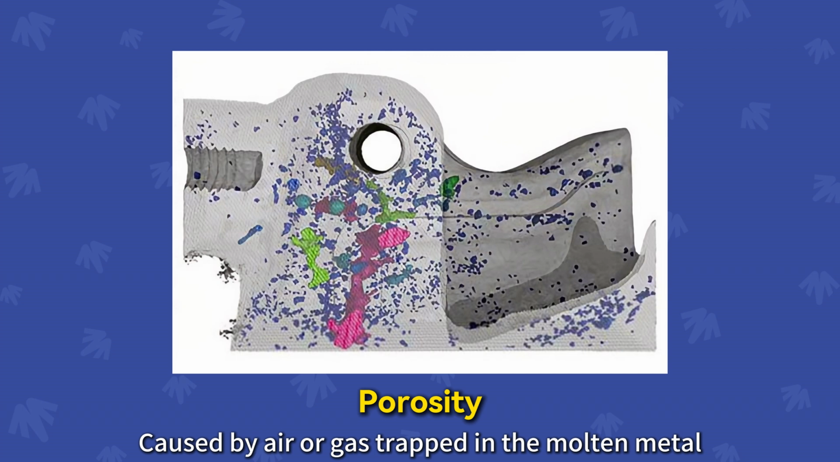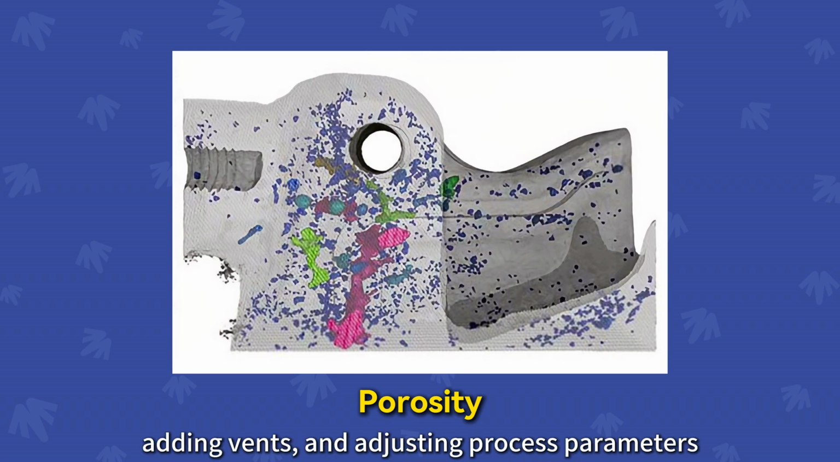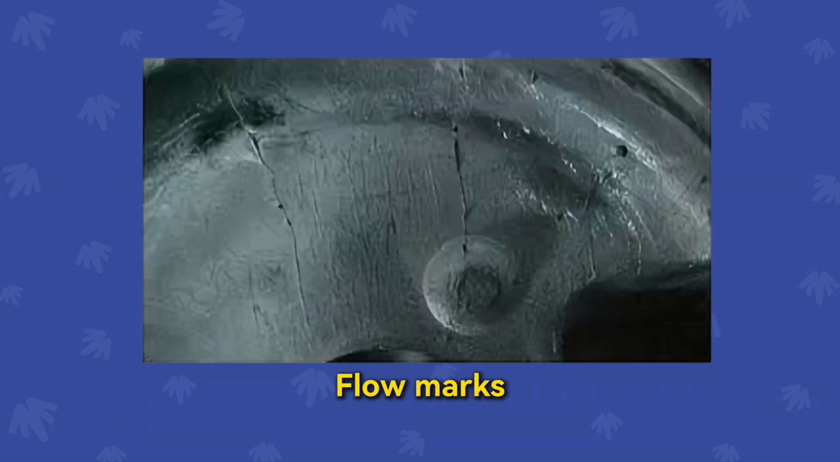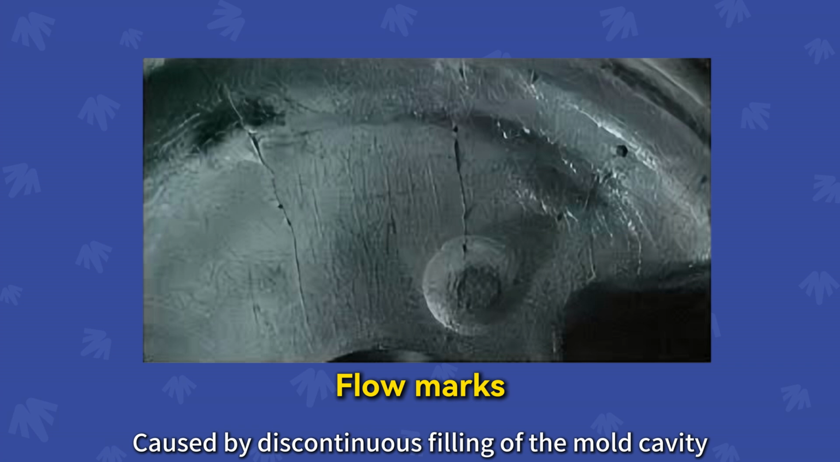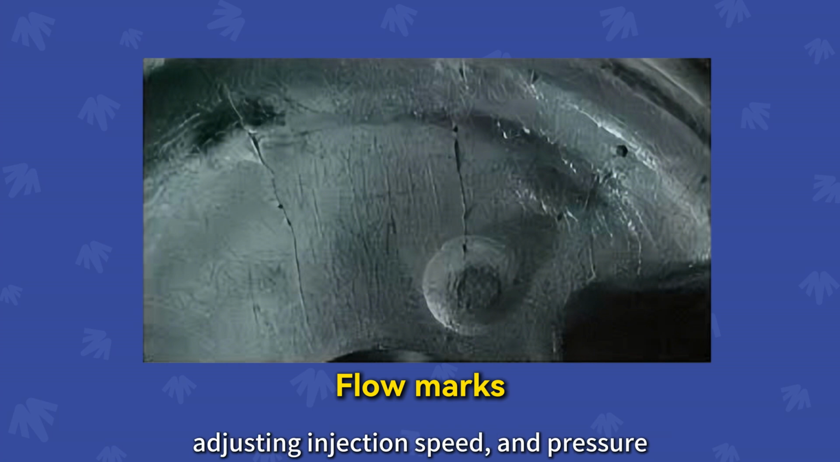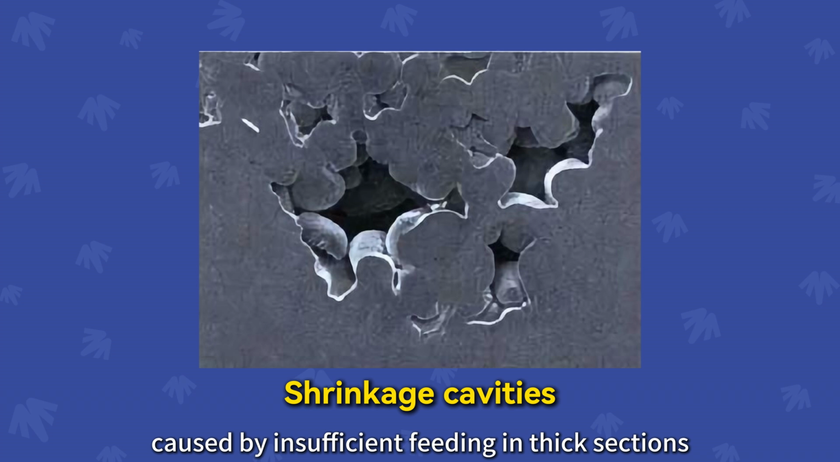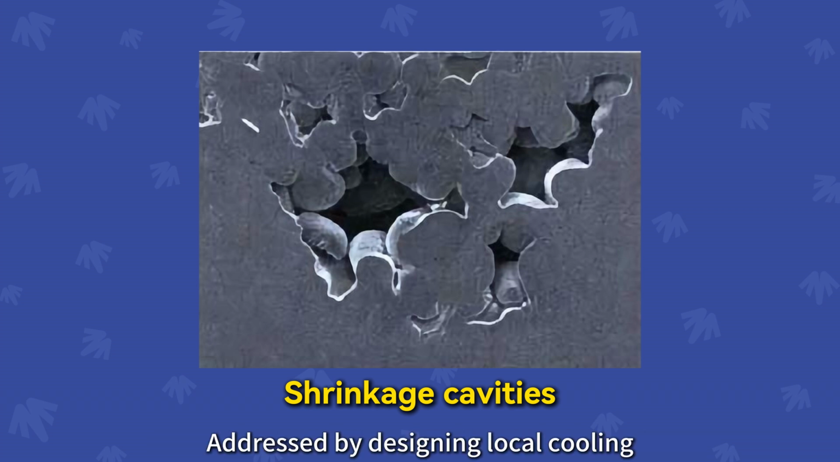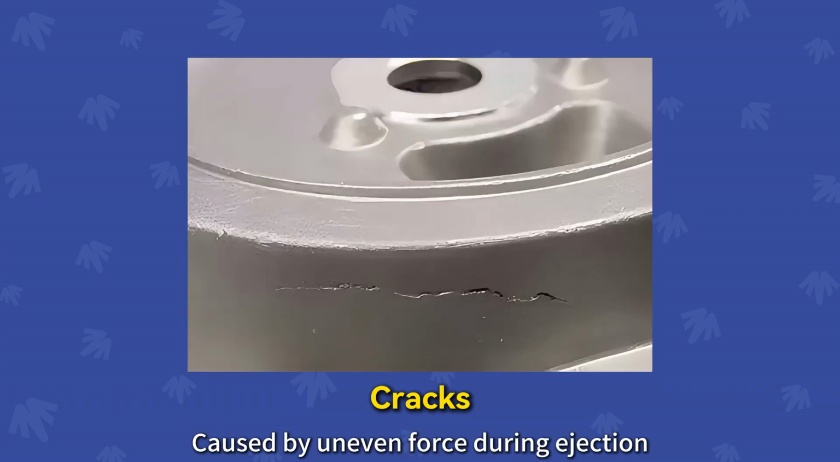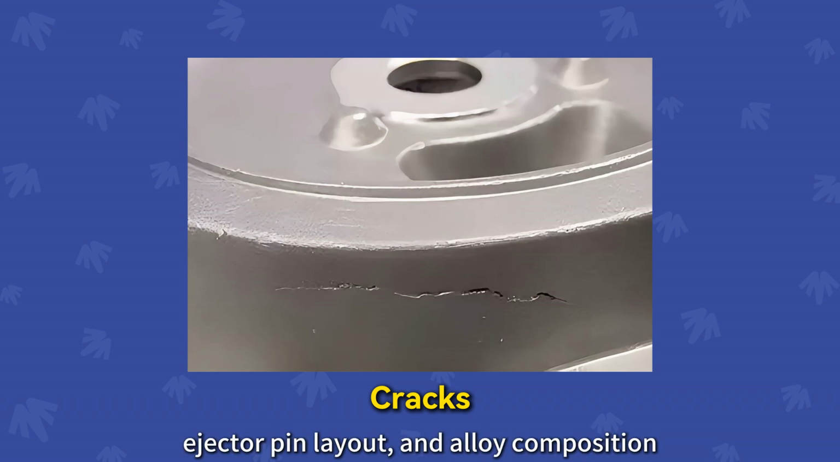Porosity, caused by air or gas trapped in the molten metal. Controlled by optimizing the gating system, adding vents, and adjusting process parameters. Flow marks, caused by discontinuous filling of the mold cavity, improved by increasing mold temperature, adjusting injection speed and pressure. Shrinkage cavities, caused by insufficient feeding in thick sections, addressed by designing local cooling, adding overflow channels, and controlling holding pressure. Cracks, caused by uneven force during ejection or restricted contraction. Check draft angles, ejector pin layout, and alloy composition.